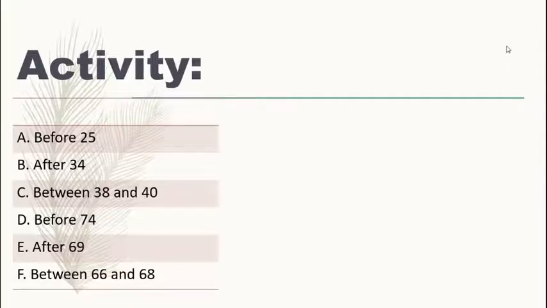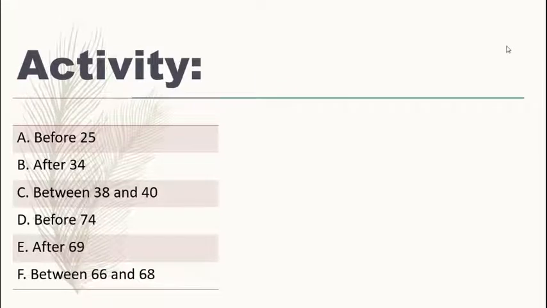So to find the answers using our given number line, in each item we need to mark the given digit. We will use an arrow going to the left for before, an arrow going to the right for after, and a heart sign for between two numbers.